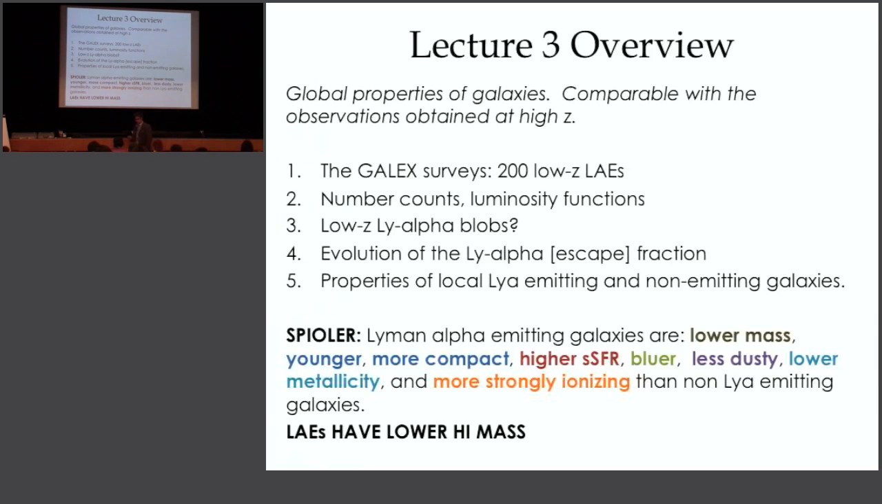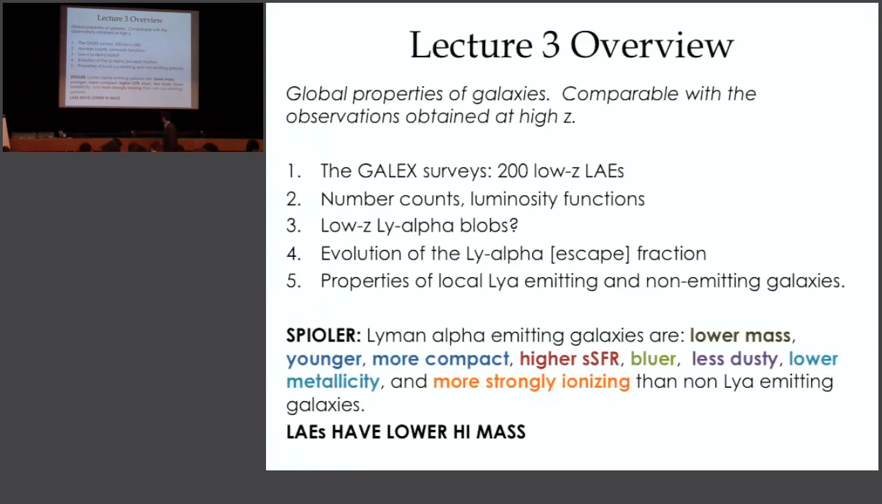I'll discuss number counts and the evolution of the luminosity function, which boils into the evolution of the Lyman-alpha fraction and its escape fraction, and how the universe has changed by a very large factor in the last 7 gigayears. And in the second half, I plan to talk about the properties of these galaxies measured by follow-up observations, targeted HST observations, and lots of stuff done from the ground.